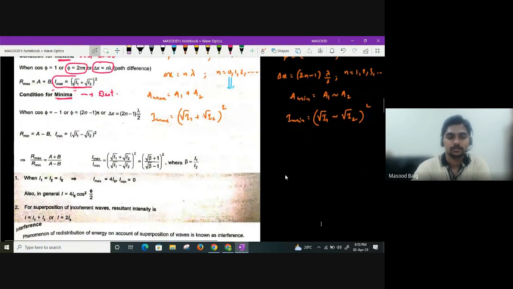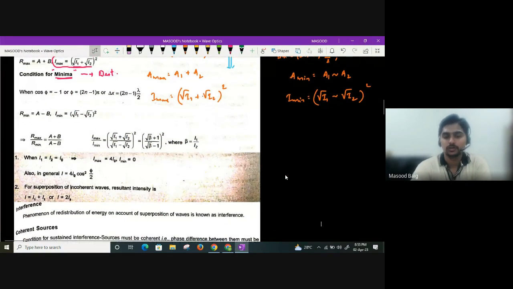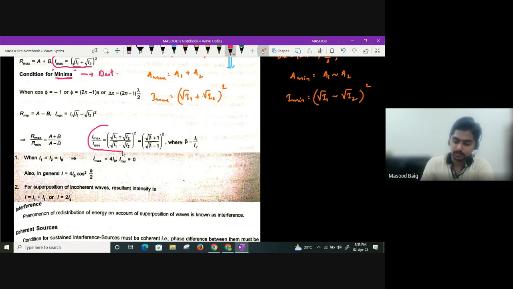Yes or no? Now they will ask you this very important thing, guys. This is a very important formula that you need to remember. The ratio of maximum to minimum intensity will be given as (root I1 plus root I2) divided by (root I1 minus root I2) whole square, or (root beta plus 1) divided by (root beta minus 1) whole square.